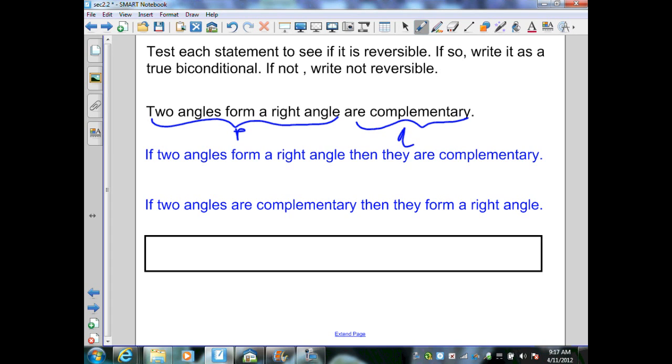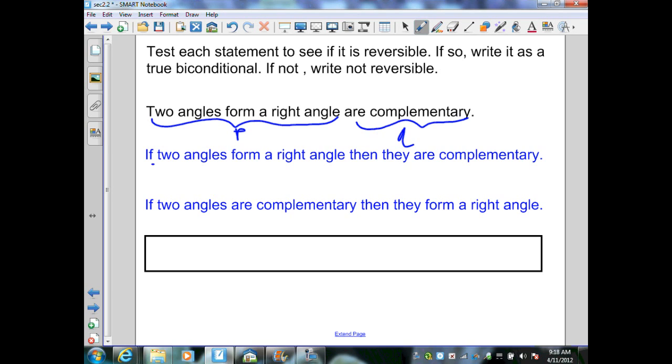So if I have two angles that add up to 90 degrees and they form a right angle, then they are complementary. That's the definition of complementary angles. The sum of two angles is 90 degrees. In this case, they happen to form a right angle. They're adjacent. That's true. Now what I have to do is to write two conditionals and determine whether they're true. If they're true, they're reversible. Then I can write a biconditional.